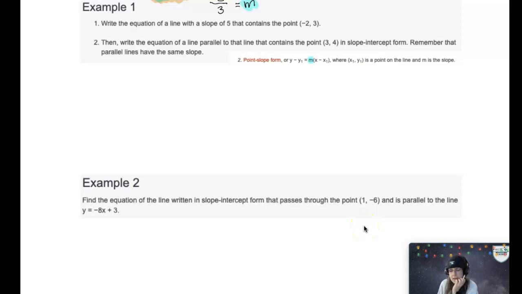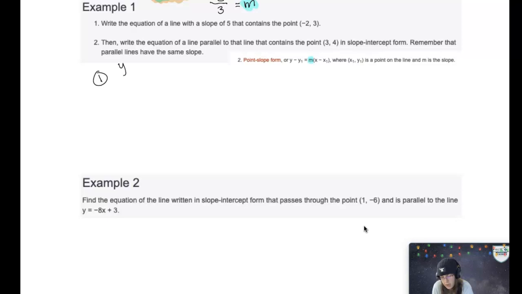All right, let's talk about example one in 4.02. So the equation that we're going to use for part one to start with, we're actually going to use it for both of them, is your point slope form.